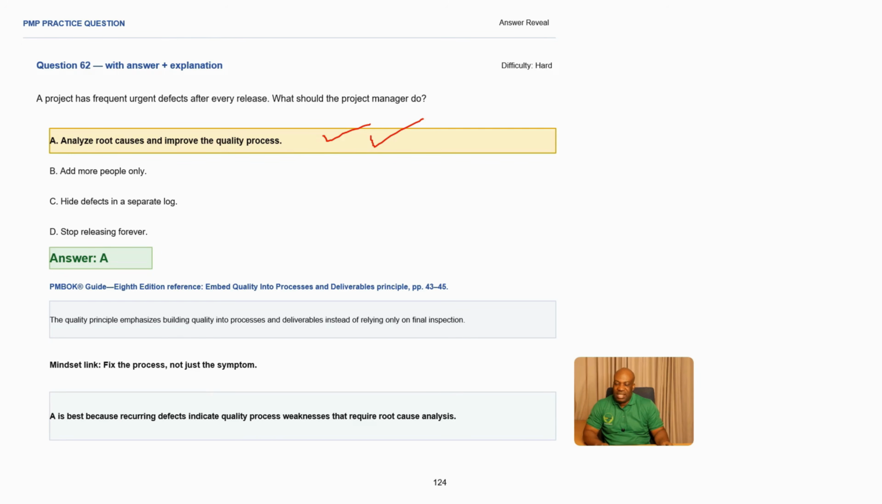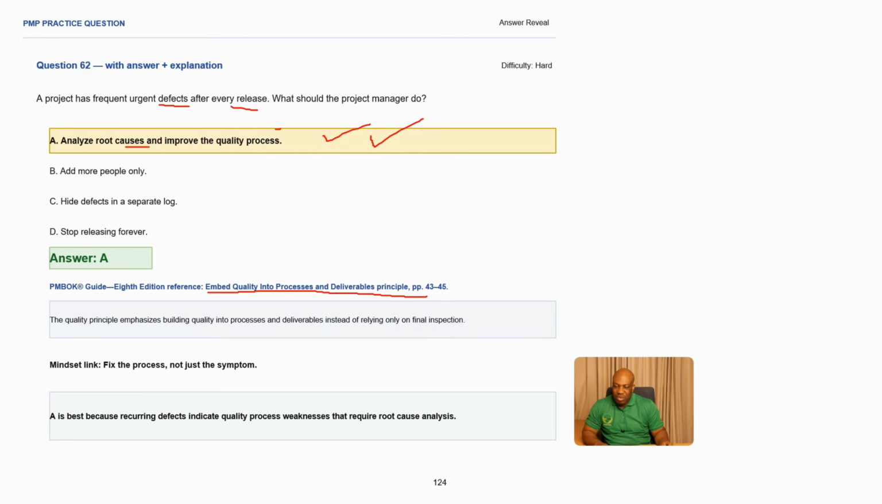You need to analyze the root cause and improve the quality process, because this is to do with defects. Every release you're having defects, so you need to analyze what is causing these defects. And what is our reference in the PM book? Embed quality processes and deliverables principle. What does it say?